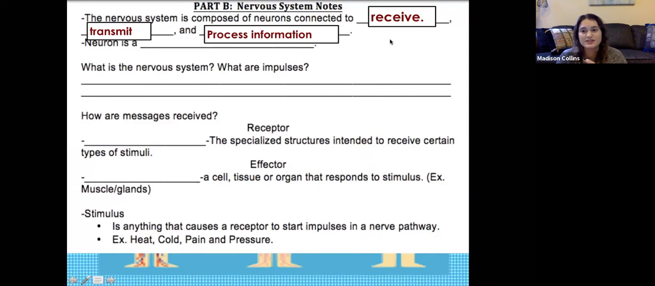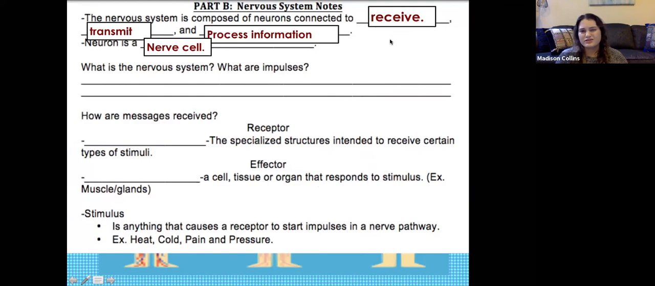Well, a neuron is just another word for nerve cells. So these are still animal cells, right? They're found within us, so they're animal cells, but they're specifically designed for the nervous system. So we call them nerve cells.